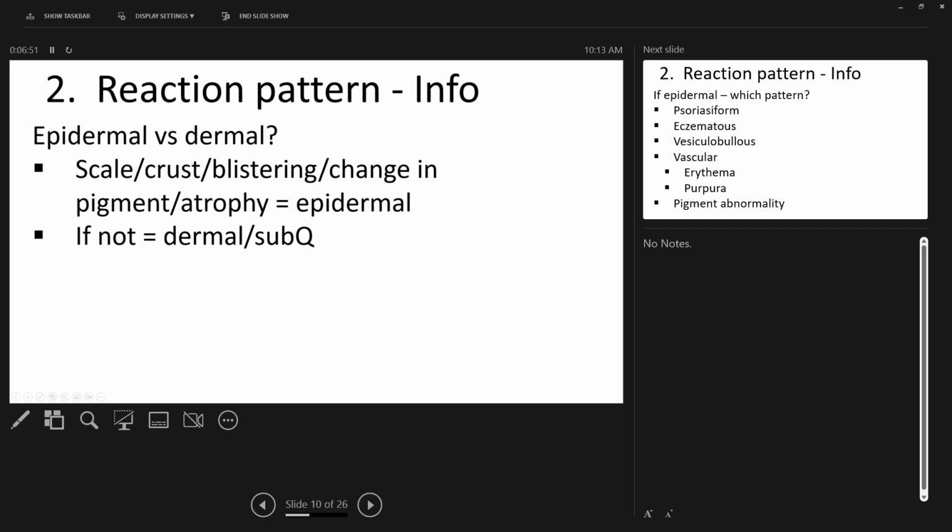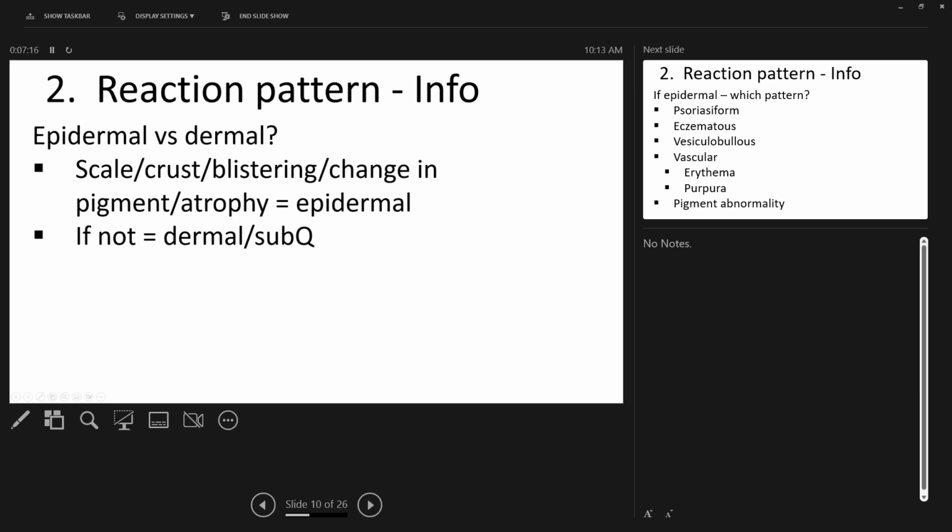So reaction pattern, if you're down in this family where you just can't immediately recognize it, the first and most important thing to ask yourself is, is it epidermal or dermal? And how do you determine that? When people say, I think this is an epidermal process, what do they mean? They mean that there's something that you can see on top of the skin. There's scale, there's crust, there's blistering, the pigment's changed. And basically, if you don't see any of that, by definition, it's a dermal or subcutaneous process.